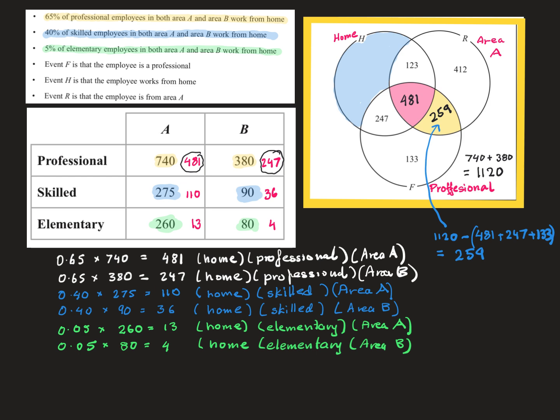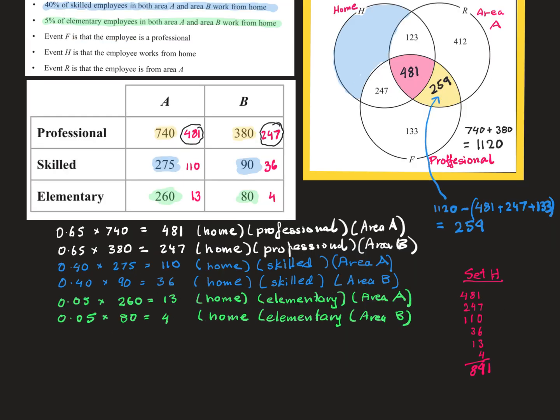I need you to see that this whole H set actually consists of all the people that work at home. All the people. That means 481, 110, 13, 247, 336, and 4. So set H is equal to 891 employees. So we'll write down 891 in here.